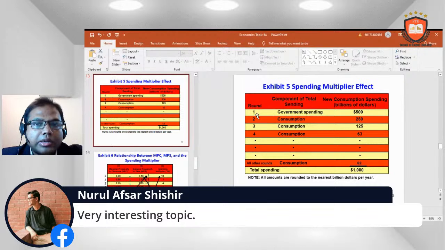In round one, government spending is $500 billion. In round two, consumption is $250 billion, and in round three, consumption is $125 billion. Round four consumption is $63 billion. All other rounds of consumption will be 62. So total spending on these will be $1,000 billion.